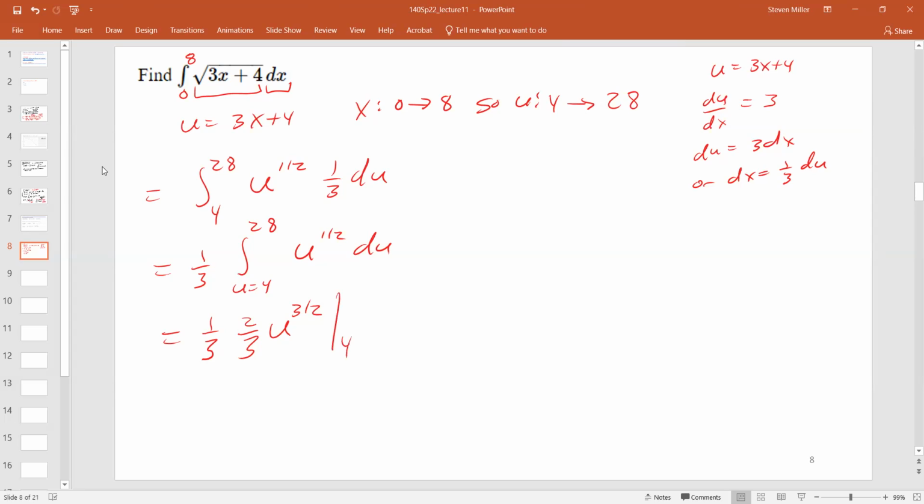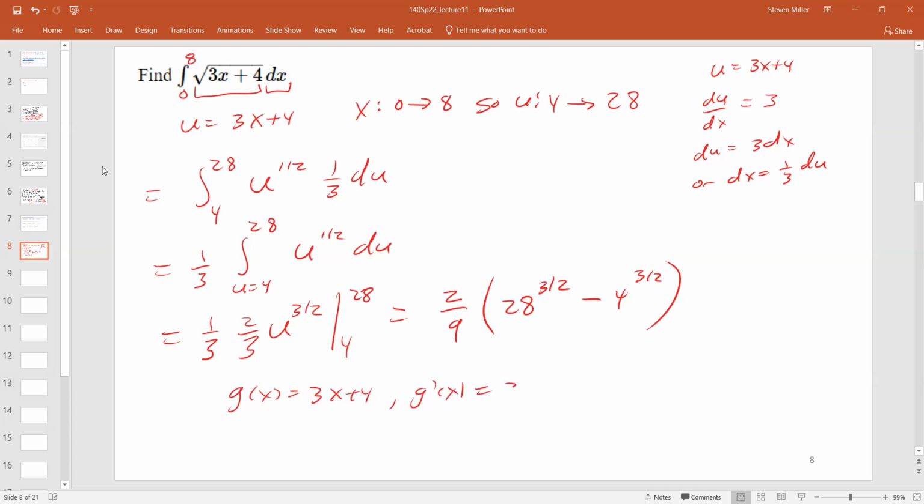And then we just evaluate this at 4 and 28. So it would just be 2/9 times 28 to the 3/2 minus 4 to the 3/2. Do I actually care what that number is? No. I just care about how we reach it. And so this would be a canonical example of u substitution. And so here, my function g of x is 3x plus 4. g prime of x is 3, which is always greater than 0, so it's increasing. So what we're doing is legitimate. Okay. Any questions on this example?